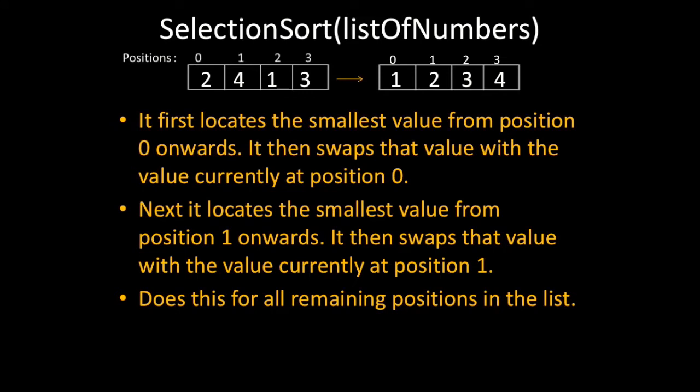It first finds the minimum value in the list and puts it at position 0. It then finds the second smallest value in the list, and because we put the smallest one at position 0, we only have to look from position 1 onwards. It then puts that value at position 1, and then finds the third smallest value, and because we know the two smallest are at position 0 and 1, it doesn't have to look at those, and it can look from position 2 onwards. And you can see the pattern. So it does this for all remaining positions in the list.